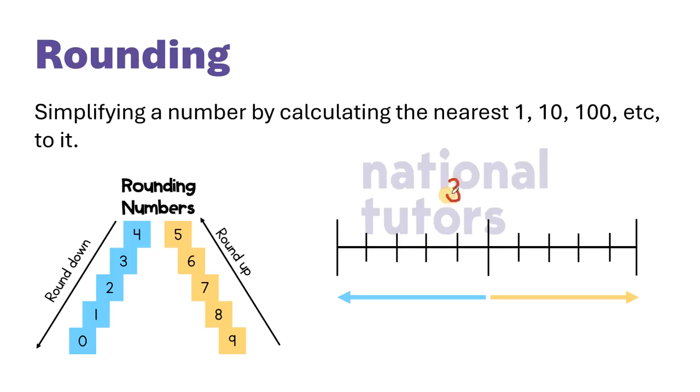If I had 346.8 to the nearest whole, 6 is being affected, 8 is my decider, it's higher than 5, so I would round up to 347.